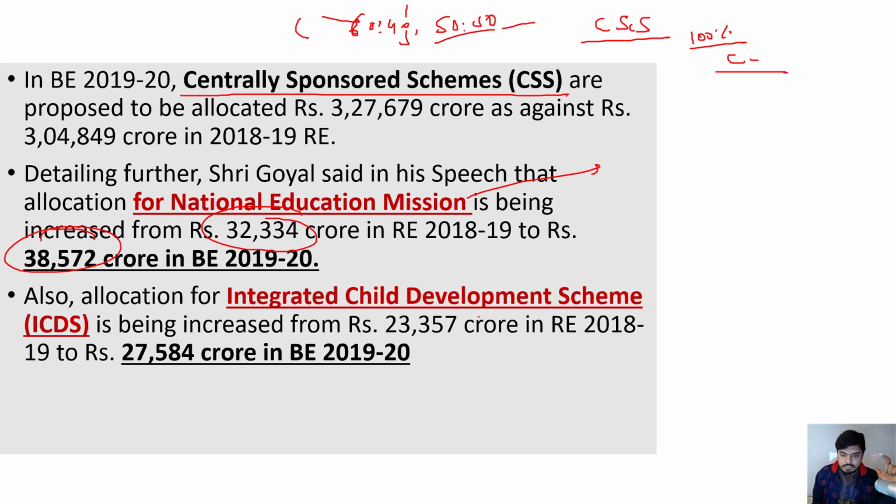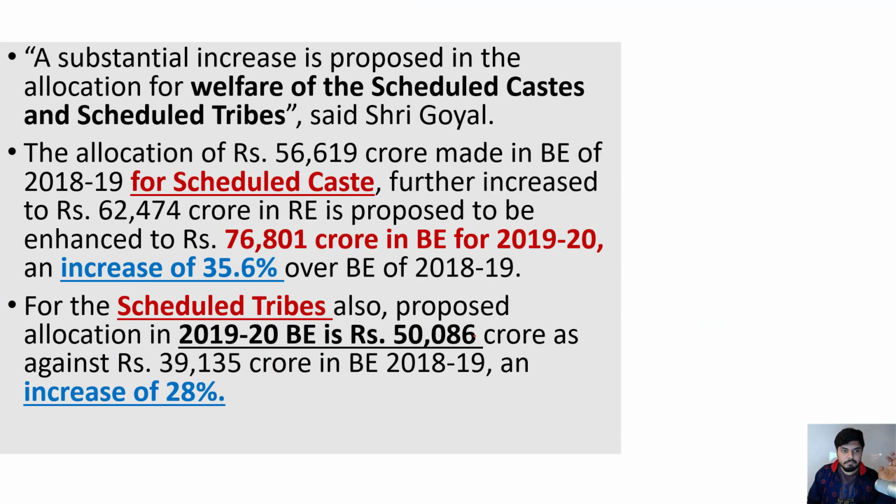And the budget is also increased for the ICDS scheme, where 0 to 6 year age kids are taken care of. Their preschool education and their health nutrition, everything is taken care of. These Anganwadis are running under this ICDS scheme. Okay, so it is going to be 27,584 crore rupees if we compare it with last year's 23,357 crore rupees.